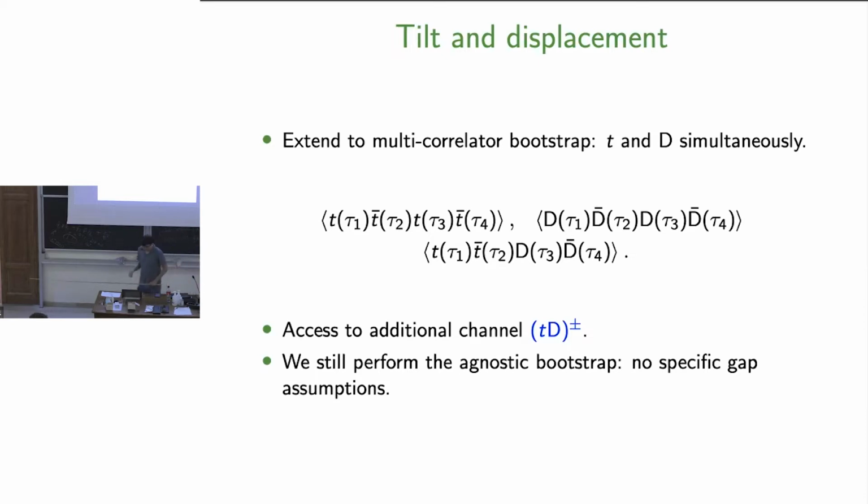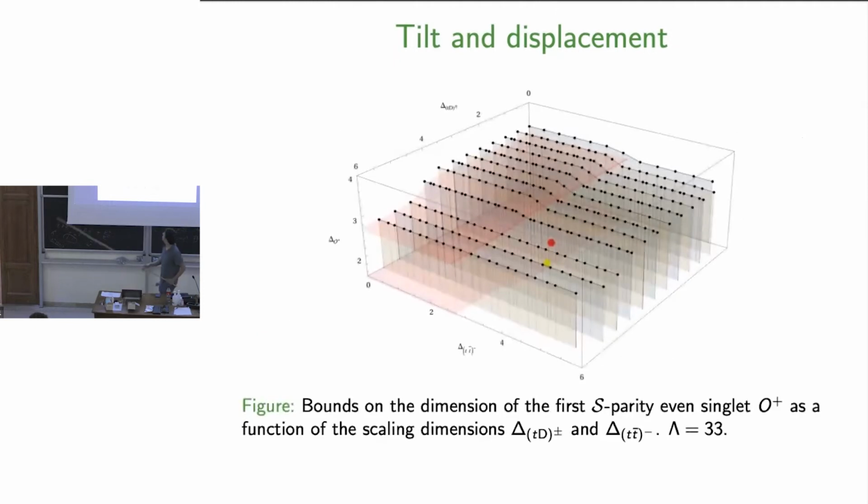And then we play a similar game, again being very agnostic. And now it's a 3D plot. It's harder to see, but we put a gap on the dimension of the operator O plus, which is the common operator that appears in the T T-bar and D D-bar OPE. So these guys have basically the same quantum numbers for parity even. And then we again play with the gaps that we have in the other channels. And in particular, we're using as an axis the new operators that we didn't have before.